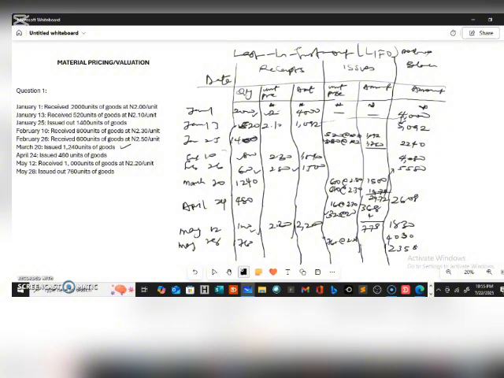So now we have 320 left. That's 320 at 2 naira, which gives us 640. So this is 1008. So let me take that off too, and let me take the balance off.